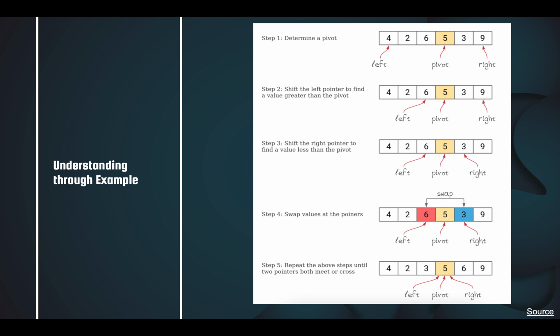Let us understand quicksort through an example. We determine a pivot element in an unsorted array. Then we shift the left pointer to find a value greater than the pivot element. Then we shift the right pointer to find a value less than the pivot. Later on, we swap values at the pointers, and we repeat these steps until the two pointers both meet or cross. This step is repeated recursively until the entire array is sorted.